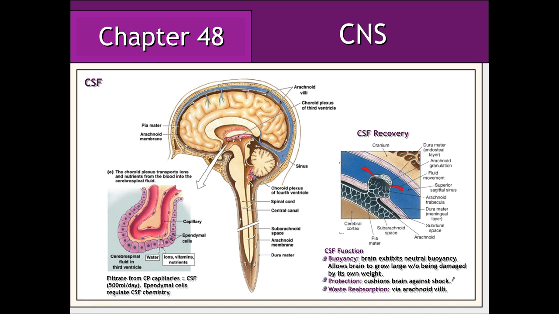Some important functions of cerebrospinal fluid include the following. As previously mentioned, this fluid can help to cushion the brain and the spinal cord against mechanical shock. In addition, cerebrospinal fluid can deliver certain vital nutrients to and absorb metabolic waste from the cells of the brain and the spinal cord. Finally, cerebrospinal fluid can help the brain achieve neutral buoyancy. In other words, it neither floats nor sinks in this fluid, and it allows brains to grow relatively large without being damaged by its own weight.